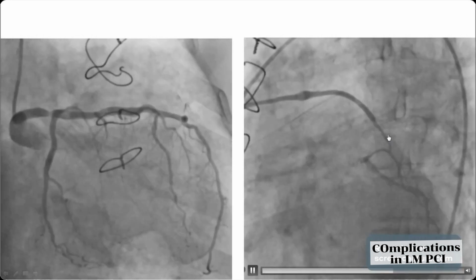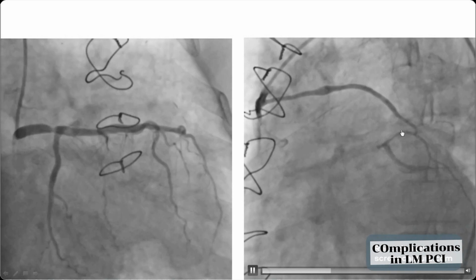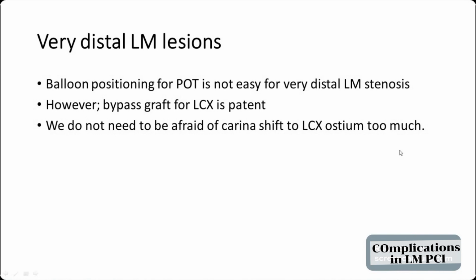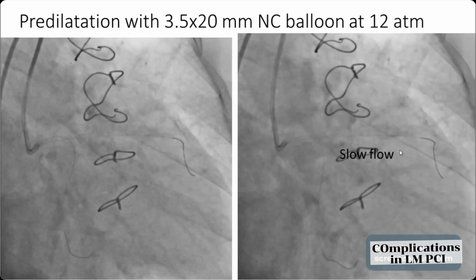And this is another graft to the OM. It was a tiny branch, and the circumflex is mainly supplied antegrade. And in very distal left main stenosis, balloon positioning for POT is not easy. But in this case, the bypass graft to the circumflex was patent. We think that we do not need to be afraid of carina shift to the circumflex ostium too much.